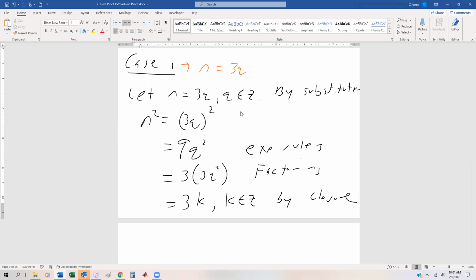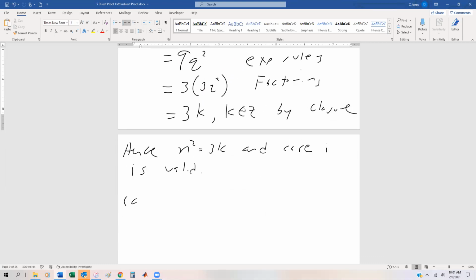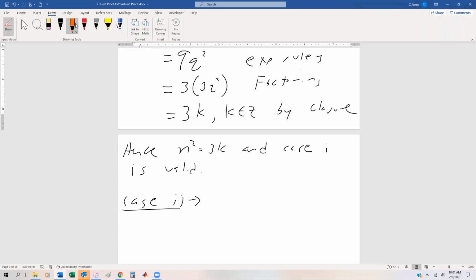And so what we can say is, hence, n squared equals 3k, and case 1 is valid. All right. Now, case 2, a little bit tougher, but not too bad. Case 2 is going to be the case where we say that n is equal to 3k plus 1.